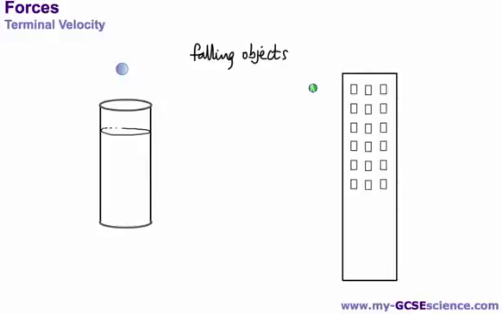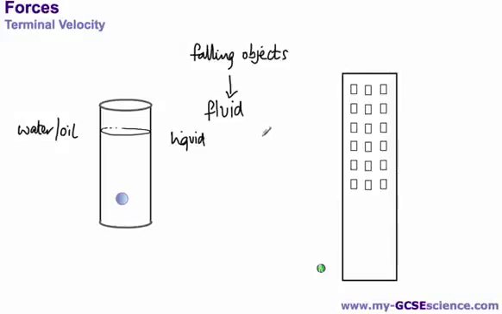The objects could be either falling through a liquid, so we've got a marble here falling through a glass tube full of water. It could be water, it could be something like oil, which is sometimes an experiment that's done in class. And we could have something like a tennis ball falling through the air. It's a random example of a tennis ball falling from a tall building. But either way, we're talking about falling objects, and these objects are falling through a fluid. And by fluid, we mean either a liquid or a gas, and in this example, it's air.